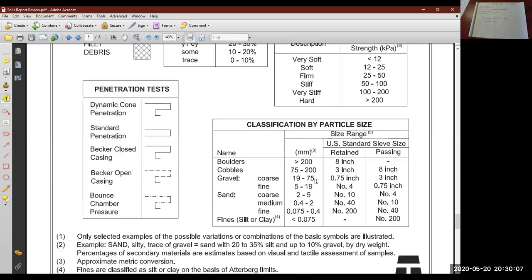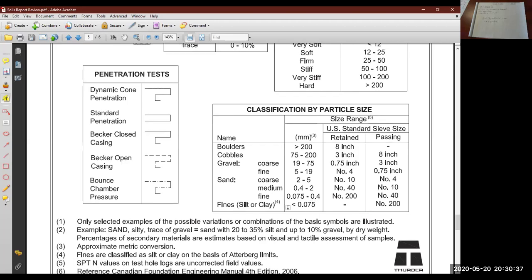All these particle sizes are your sieve sizes. Boulders are considered anything 200 millimeters and bigger. Cobbles 75 to 200 millimeters. Gravel is anywhere from 5 millimeters up to 75. Sand is this range here. And then the fines, which are the silts and the clays, are anything smaller than 0.075 millimeters. You can see how silt and clay are very fine particles, which is why they don't let very much water pass through them.